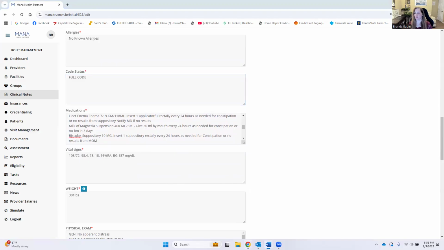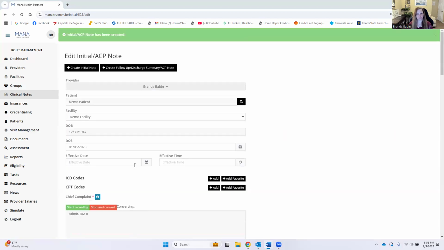The caveat to the vital signs are that they're only as accurate as the last vital signs that were obtained. So remember when you're doing them to check and see what date they are, and then you will know if you need to obtain additional vital signs.